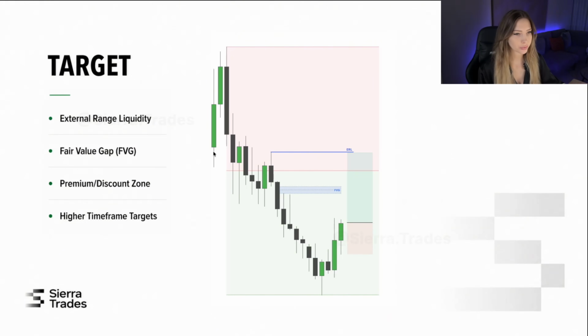And the target works the same way. Before I enter, I already know where I expect price to go. That could be external range liquidity, a fair value gap, a premium zone, wherever the higher time frame is pointing towards. The important part is that it's decided before I enter the trade. I'm not moving targets around because price is moving slowly or because I'm feeling nervous.